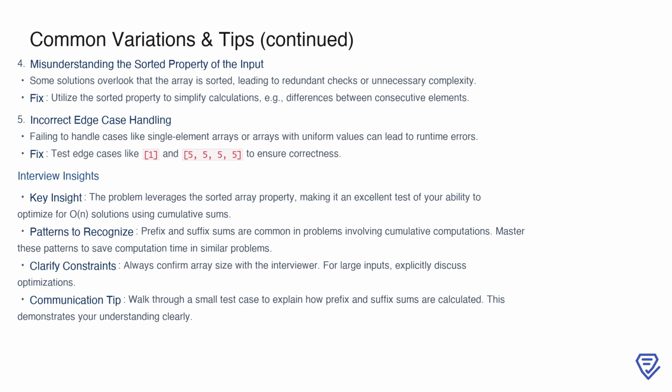Edge case handling is another critical area where mistakes occur. For example, single-element arrays or arrays where all values are the same can cause runtime errors if not properly addressed. Testing with cases like an array containing just one element or arrays with uniform values, such as 5, 5, 5, 5, will help you ensure your solution handles these scenarios robustly.